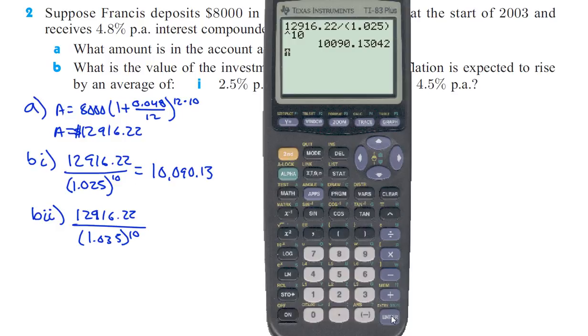Okay, and a nice little thing on your calculator here: if you do second entry, it'll pull up the entry that you just did. So now what I can do is just go over here and change the 1.025 to 1.035 and then push enter. So now we're at 9156.55.